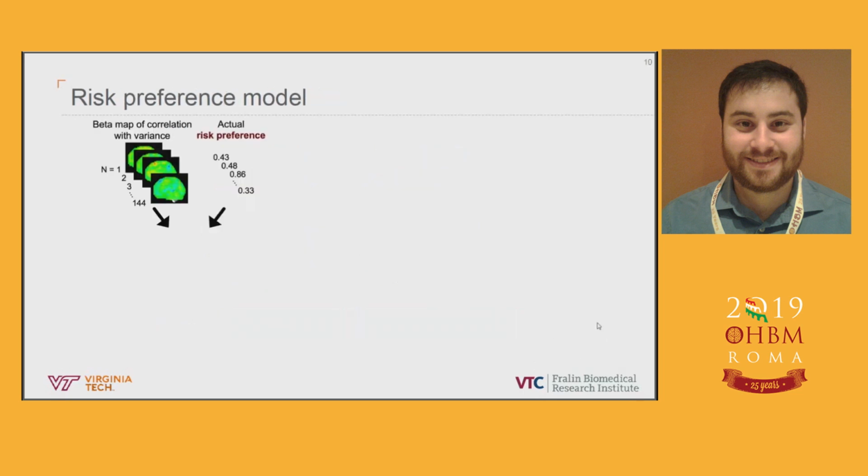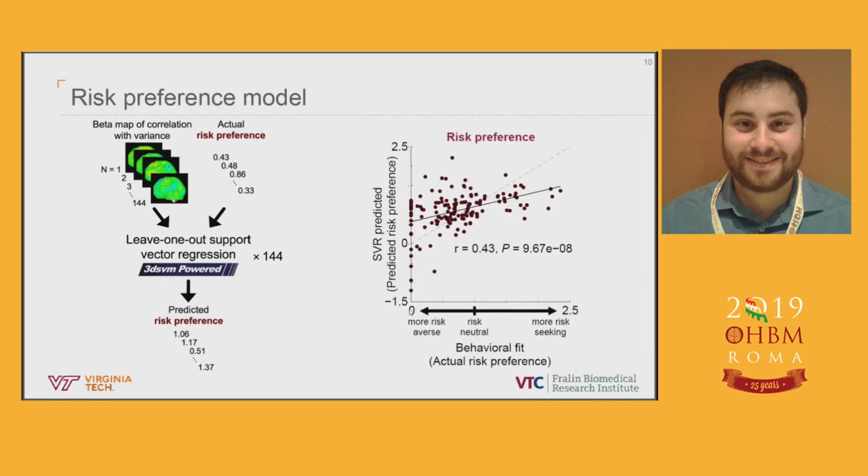So we'll put these beta maps, paired up along with the individual's risk preference as estimated by this computational model, into a support vector regression. And by leaving one subject out at a time, we can get a predicted risk preference for each subject. When we compare the true computational model parameter estimate for risk preference with the predicted risk preference estimate using the support vector regression, we see a significant correlation between the two.